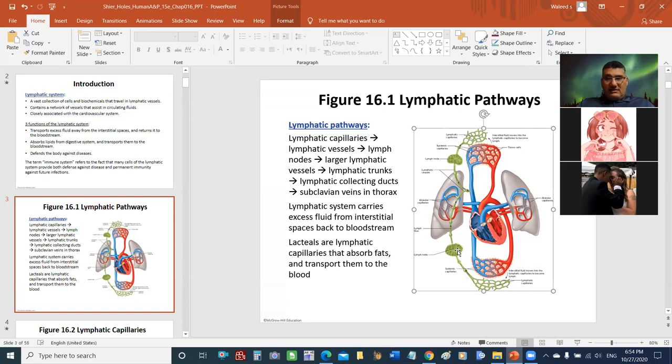So isn't it beneficial to divert part of the plasma that's leaving out and not coming back? You want to force it through the lymphatics in order to go within these lymph nodes. And the more it goes within the lymph nodes, as it goes, it will be filtered out.